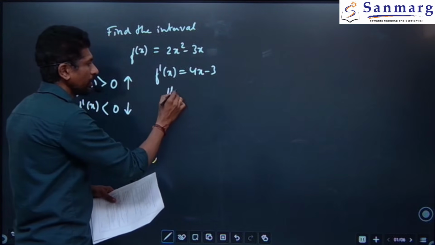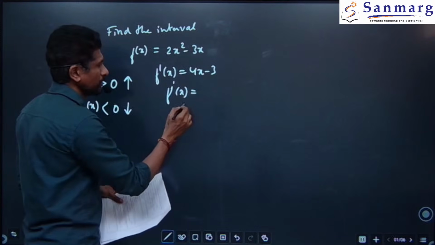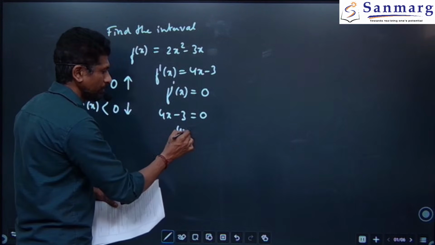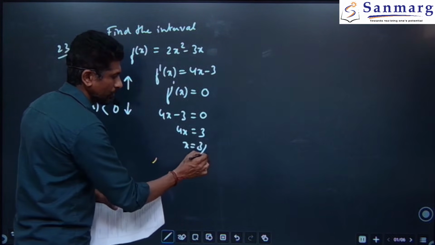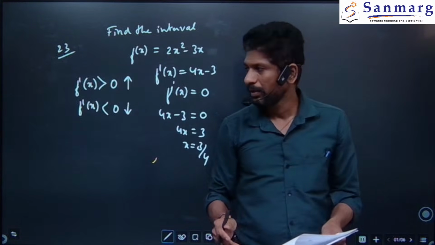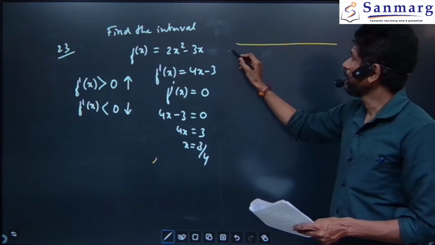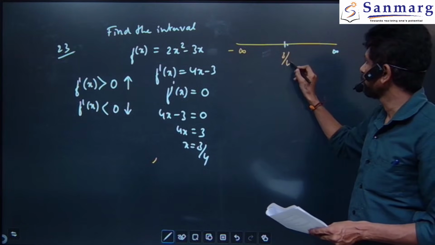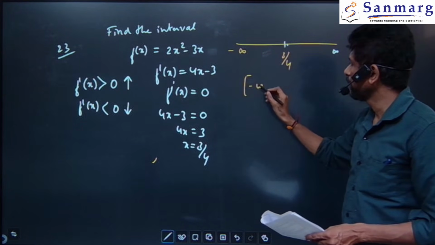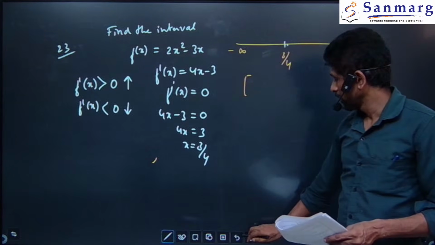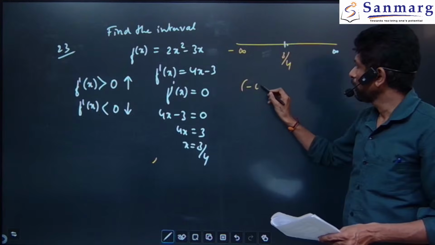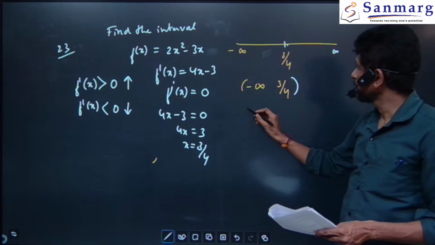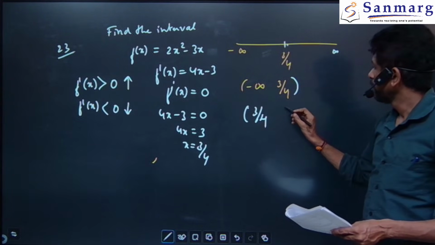If you equate it to 0, you will get the critical point here. So f dash of x equal to 0. So x becomes what? x becomes 3 by 4. So you will get the critical point in the real line. The real line is minus infinity to plus infinity, but the critical point here is 3 by 4. So 2 intervals you will get: one is minus infinity to 3 by 4, and the second one is 3 by 4 to infinity.